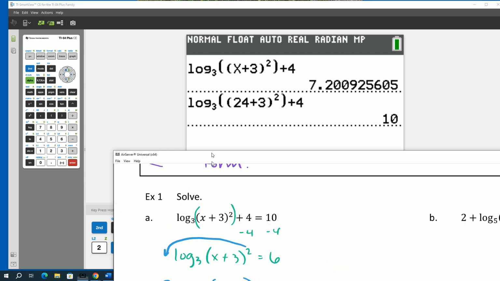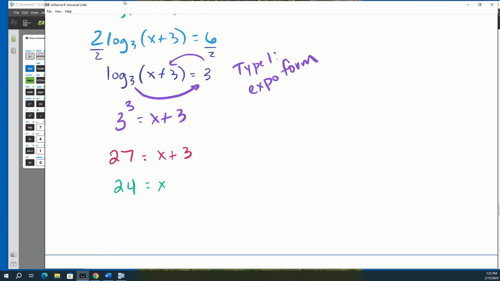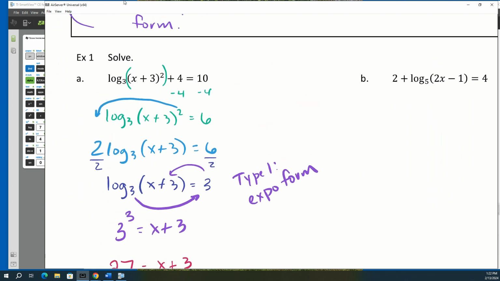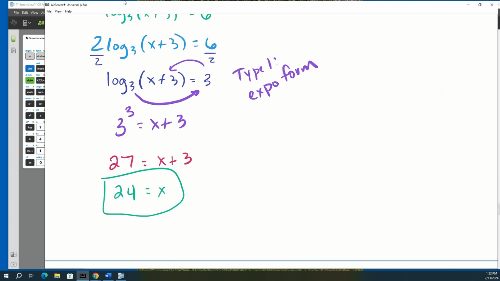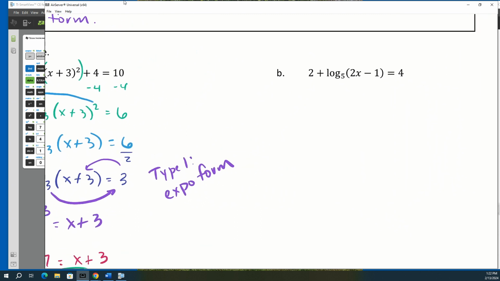There we go. All right, we got 10, so we're right. I got 7.182. It's because you did x. Don't do x, do 24. Oh, you did? Well, you're supposed to get 10. Go ahead. If you don't get like an error, then you're probably fine. Because that's what happens. You get something that you can't plug back in.